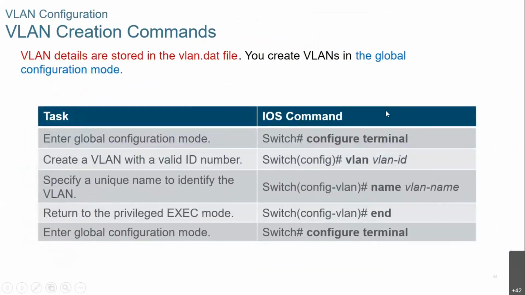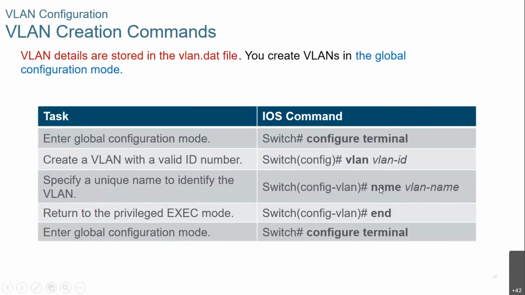Okay. Now, before you do anything, before you put a PC into a VLAN, you have to have a VLAN. So you have to create a VLAN. Okay, so how do you create a VLAN? You go into the global configuration mode and you type VLAN ID: VLAN 20, VLAN 15, VLAN 100. And then you give the VLAN a name.